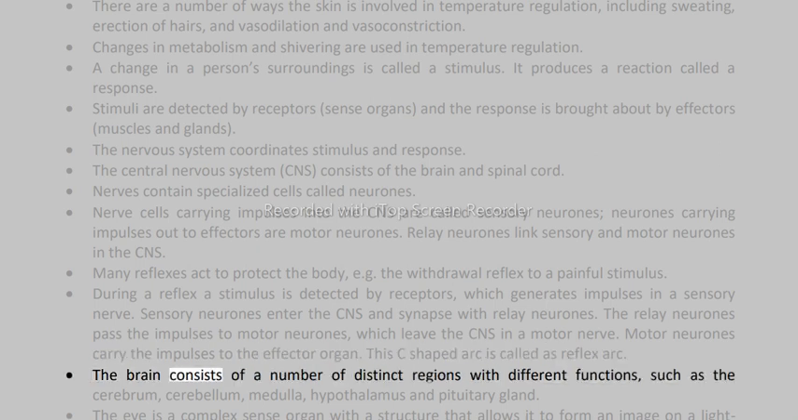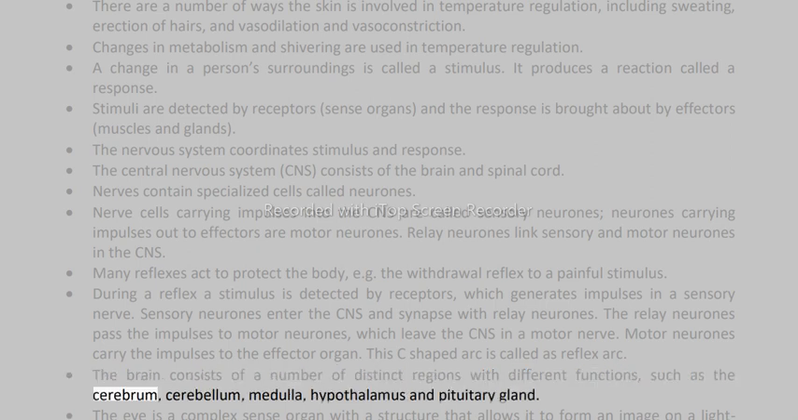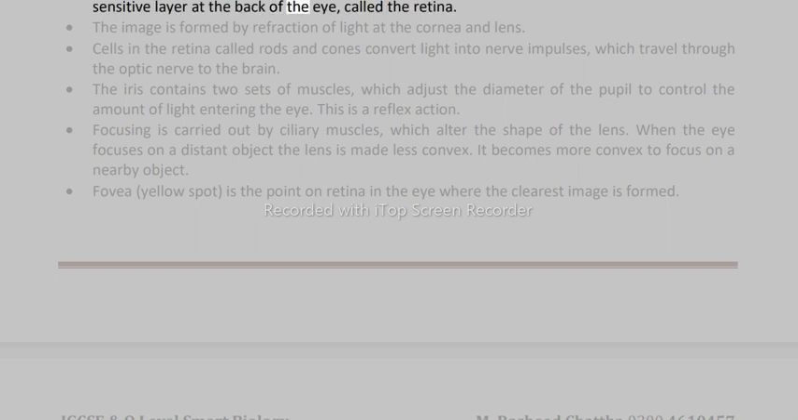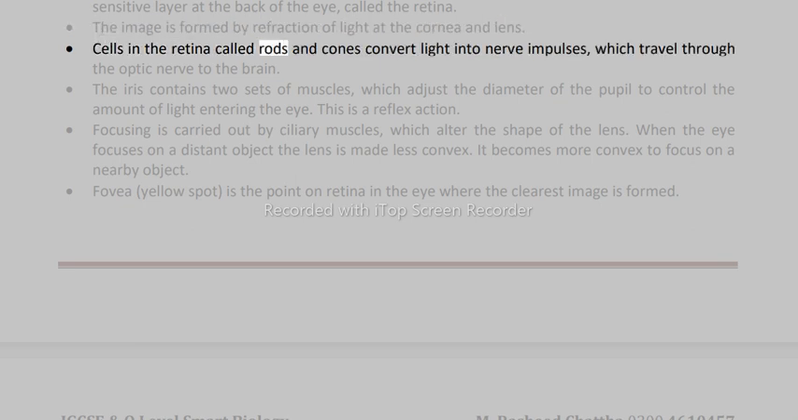The brain consists of a number of distinct regions with different functions, such as the cerebrum, cerebellum, medulla, hypothalamus, and pituitary gland. The eye is a complex sense organ with a structure that allows it to form an image on a light-sensitive layer at the back of the eye, called the retina. The image is formed by refraction of light at the cornea and lens. Cells in the retina called rods and cones convert light into nerve impulses, which travel through the optic nerve to the brain.